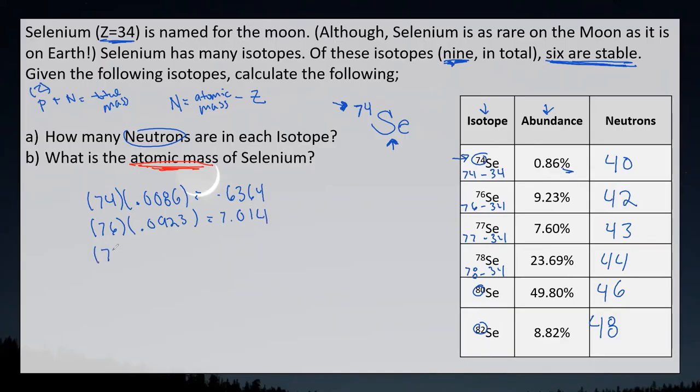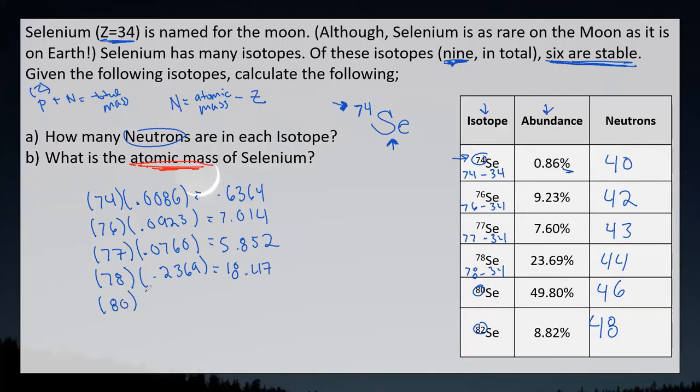And then 77 is contributing 7%, right? Yeah. 0.0760 equals 5.852. And then we get to our second biggest contributor, 78 times 0.2369 is going to be 2.47.